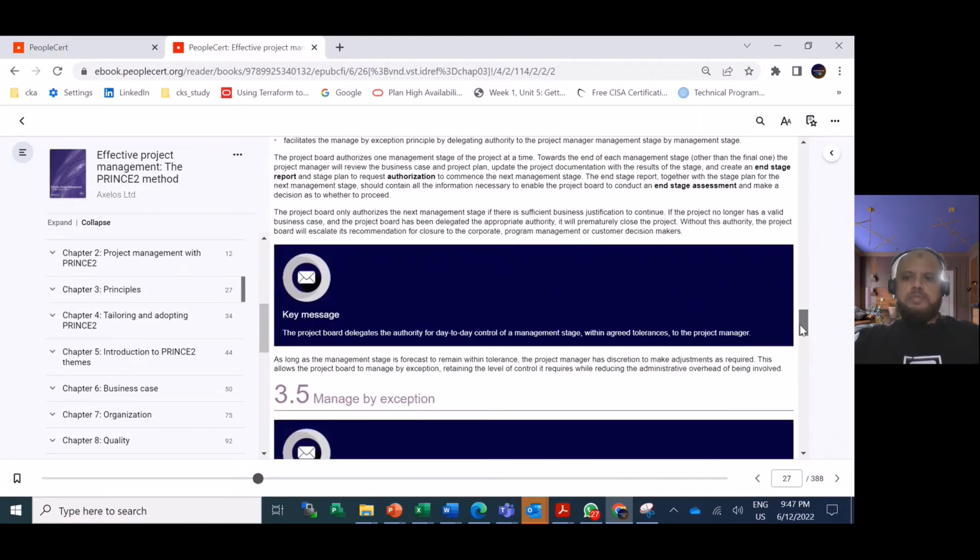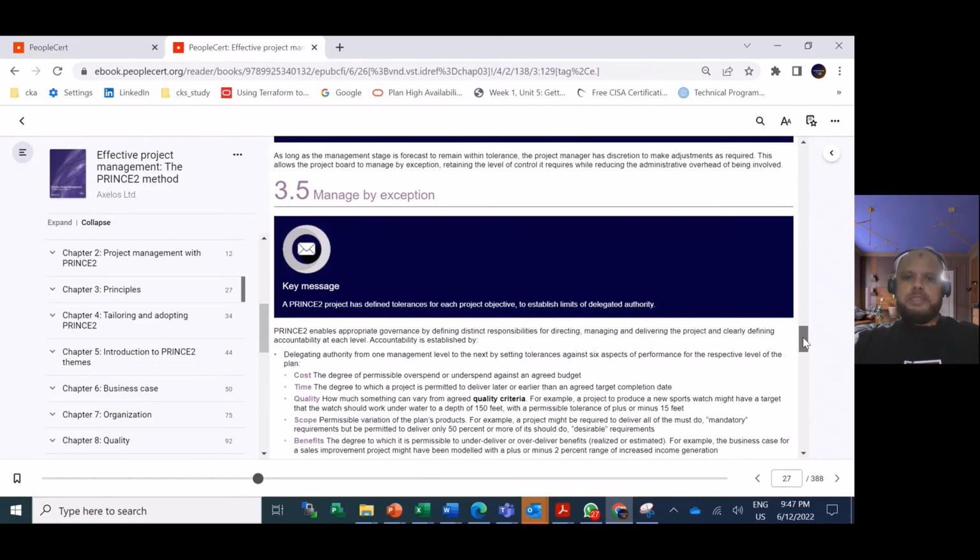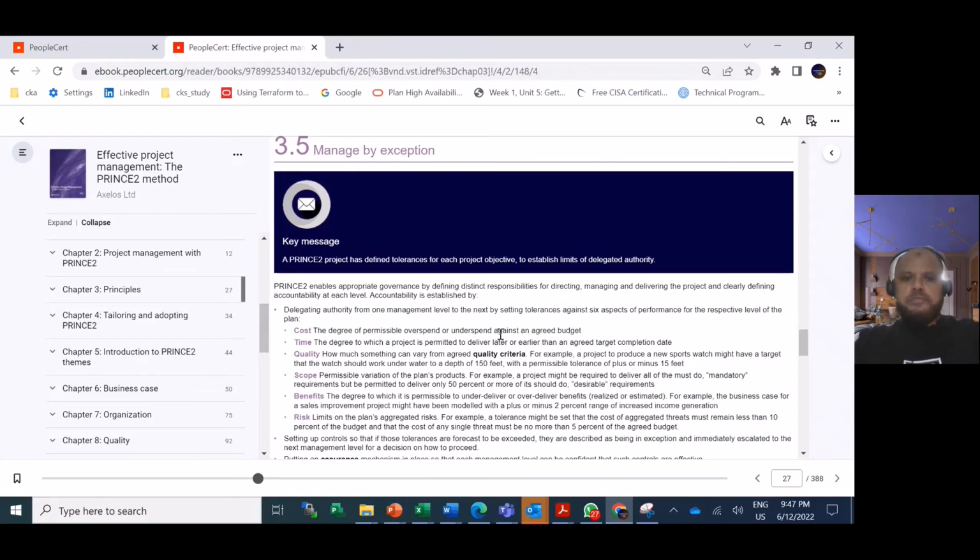So this is very important. The key message: the project board delegates the authority for day-to-day control of the management stage, within an agreed tolerance, to the project manager. Then the fifth principle is manage by exception. Every PRINCE2 project has different tolerances for each of the project objectives. And we know from the previous session that there are six performance indicators for every project: cost, time, quality, scope, benefit, risk.